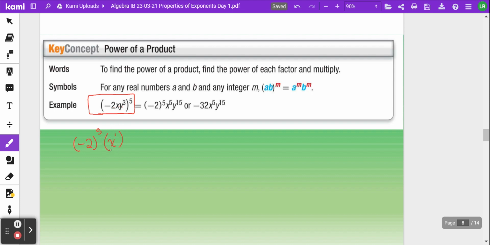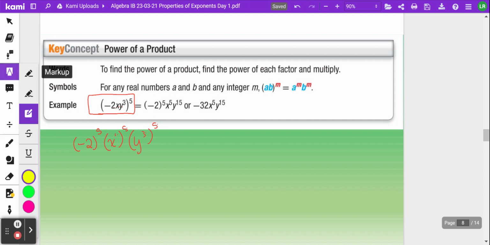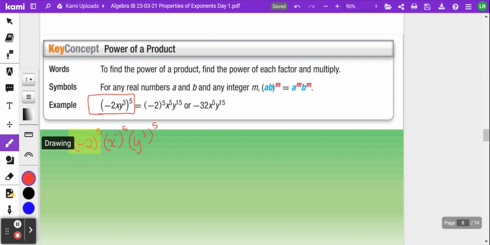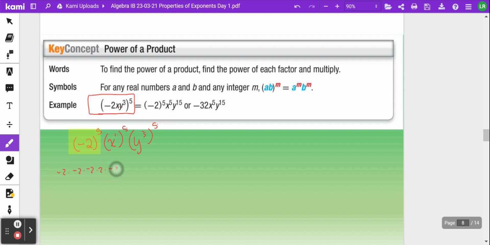The x to the first gets raised to the fifth, and the y to the third gets raised to the fifth. So they do it to all of them, and then you have that problem. Notice each of them individually, you multiply exponents together. The one that tends to get most people is this part right here. When you type it in your calculator, you need to make sure that you are putting parentheses around the negative 2, because negative 2 to the fifth power is negative 2 times negative 2 times negative 2 times negative 2 times negative 2. And that's going to end up being negative 32. And that's what the final answer is going to look like.